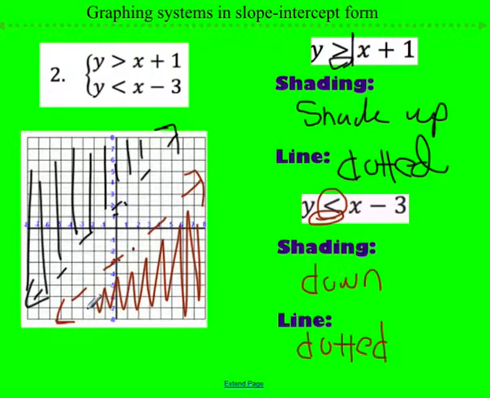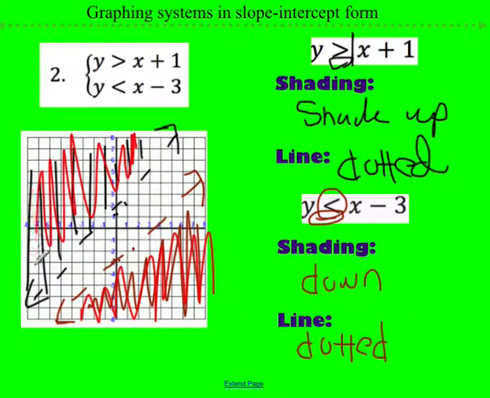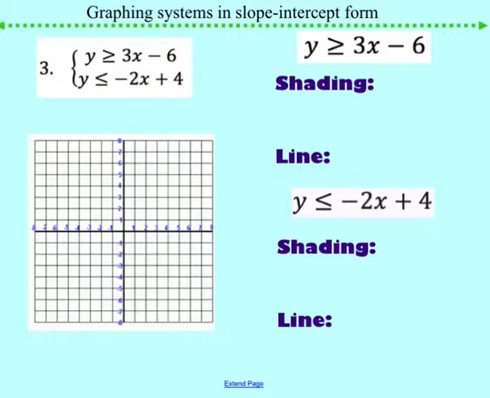Well, in the case of this line, neither of our shadings overlap. So that means that both of these shadings that I'm doing here in red are solutions. Okay, both sides are solutions because they don't overlap. All right, let's take a look at number 3.